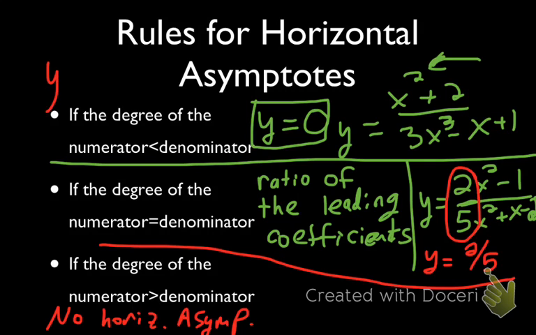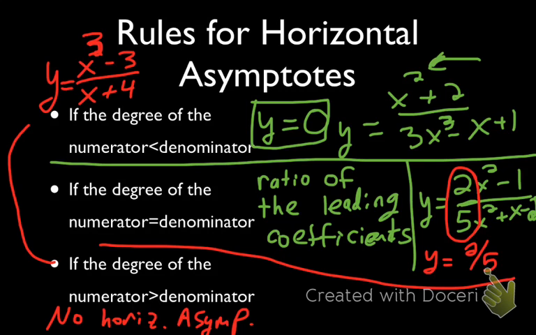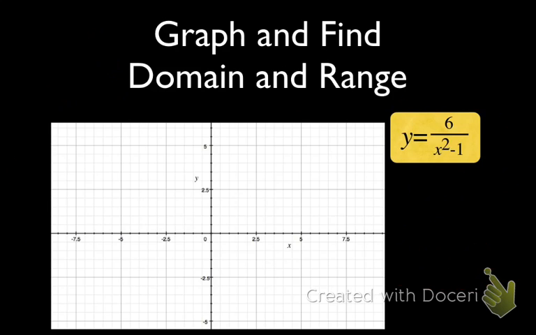Just as an example, if we had y equals x cubed minus 3 divided by x plus 4, or something like that. The degree on top is greater than the degree on the bottom, right? The degree on top is 3. The degree on the bottom is 1. There would be no horizontal asymptote. So your notes are going to look a lot nicer than this, but there's an example of the situation.